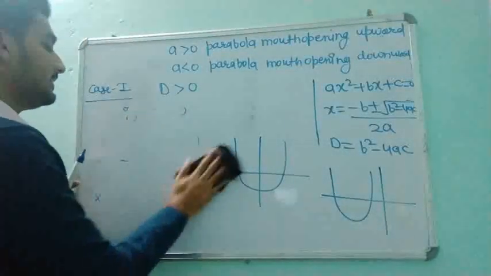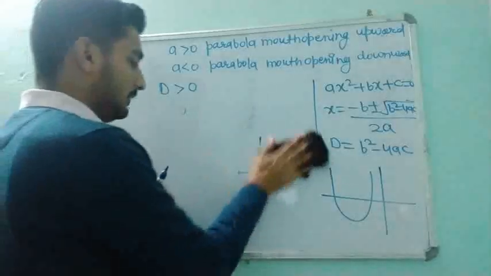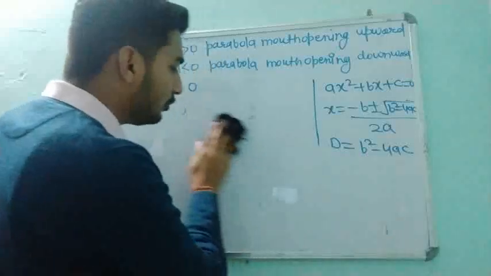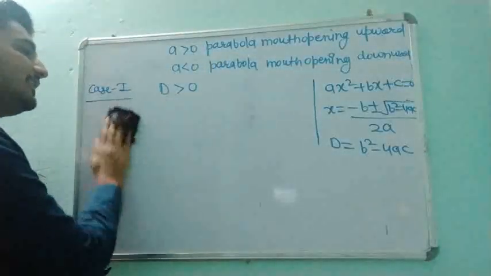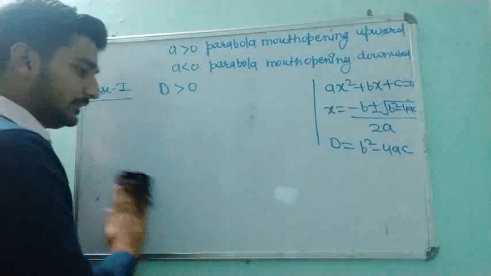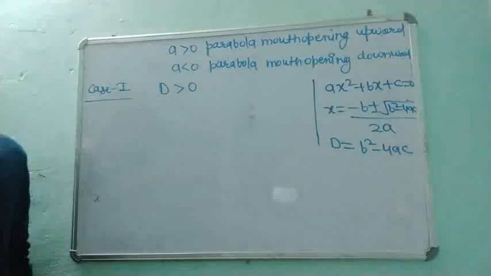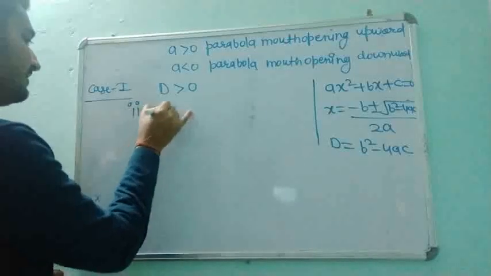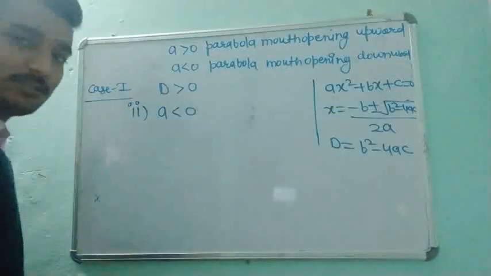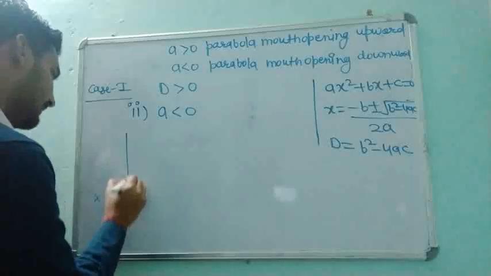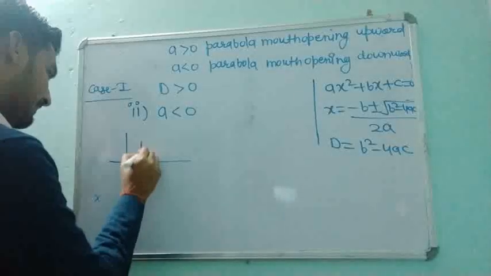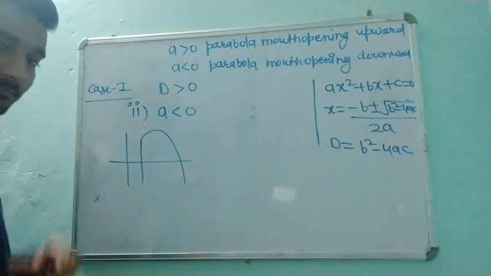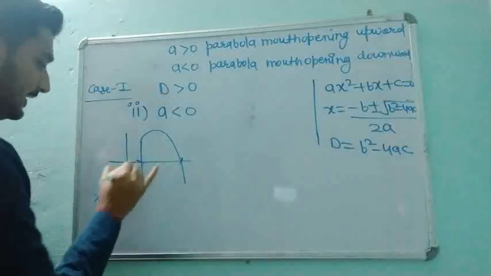Next, in D greater than 0, we have the second case, if a is less than 0. Then the parabola mouth opens downward, but still we have D greater than 0. It means the graph of the quadratic equation cuts the x-axis at 2 points, but this time a is less than 0, which means the parabola mouth opens downward. Similarly, it may be possible that both the values are positive. So the graph can be like this. The graph cuts the x-axis on the positive side.